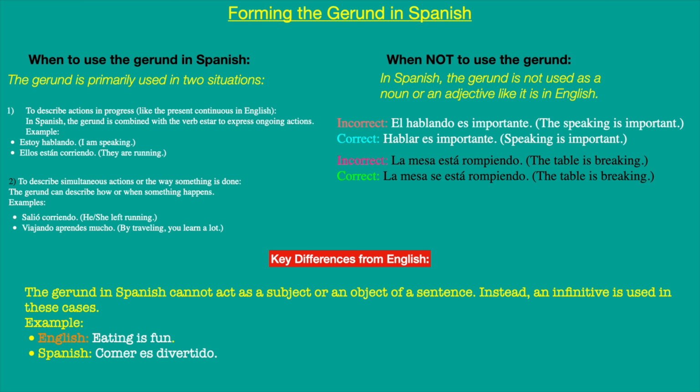The key here is that the gerund in Spanish cannot act as a subject or object of a sentence. Instead, an infinitive is used in these cases. For example, in English we say eating is fun, so in Spanish it will be comer es divertido. So that is the gerund in Spanish.